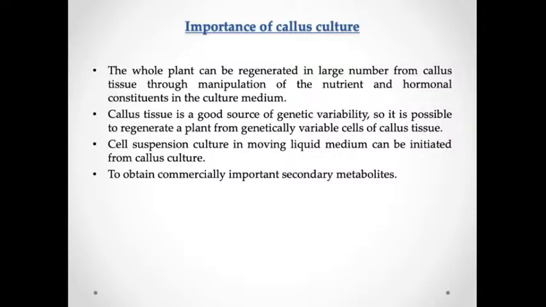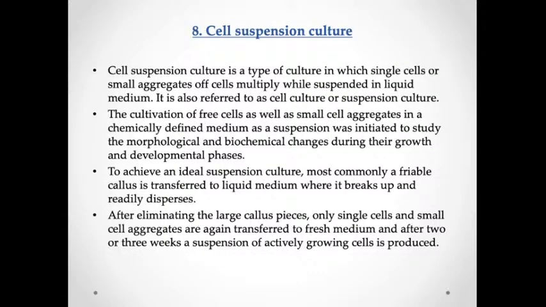Callus tissue is a good source of genetic variability, so it is possible to regenerate a plant from genetically variable cells of callus tissue. Furthermore, whole plants can be regenerated in large number from callus tissue. Manipulation of the nutrient and hormonal constituents in the culture medium is also possible. So these are the various importances of it. We are done with 7 cultures. Now comes the 8th culture, that is cell suspension culture.